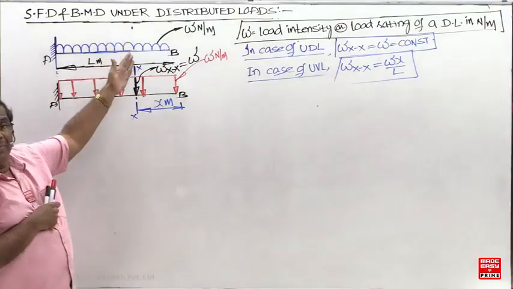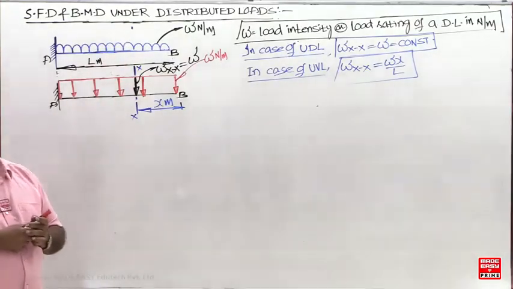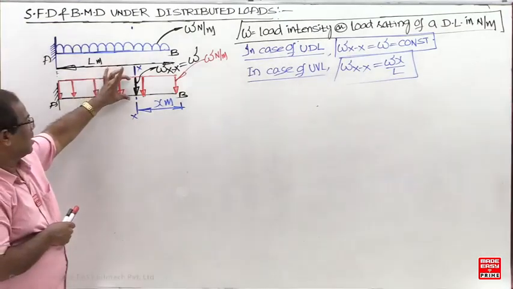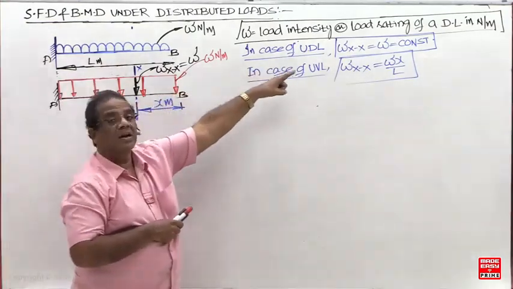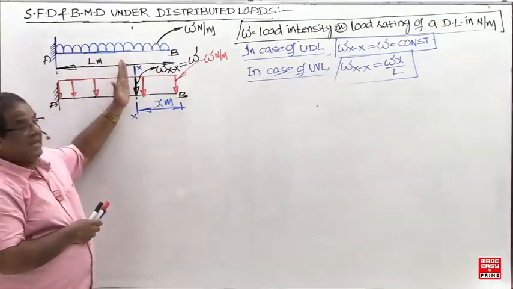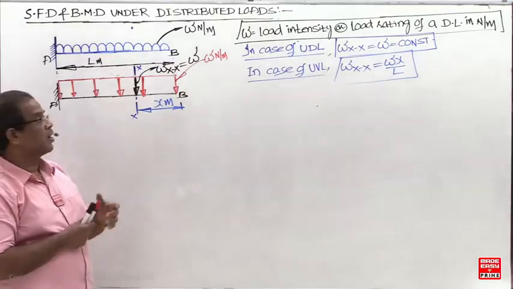So I have taken an arbitrary cross section at a distance of x from the right side now. So what is the height here now? W. That only I have written, Wx equal to W. Now does this intensity depend upon x or is it independent of x? Independent, therefore it is a constant.